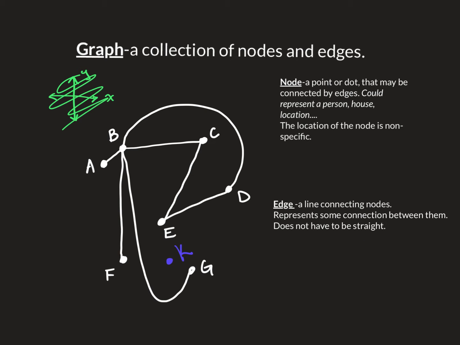Obviously, you can see some curves. Also, the length does not necessarily matter, right? Like the strength between A and B's connection is not necessarily more strong or less than the strength between B and F.